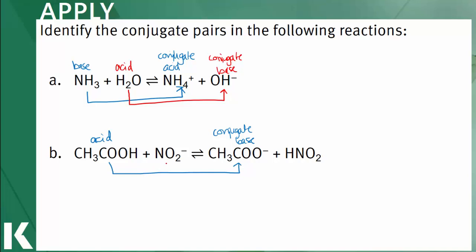Nitrite is negatively charged and is gaining a proton to form nitrous acid. Therefore, nitrite is our base and the resulting nitrous acid is our conjugate acid.